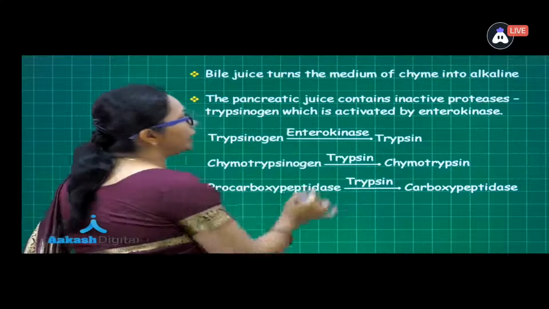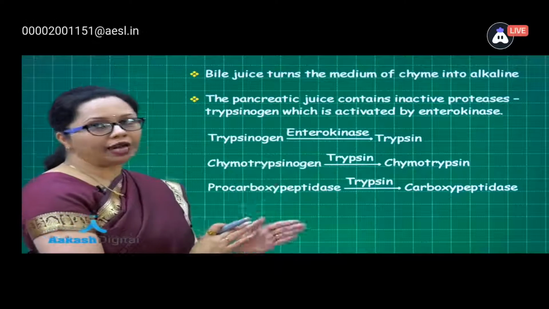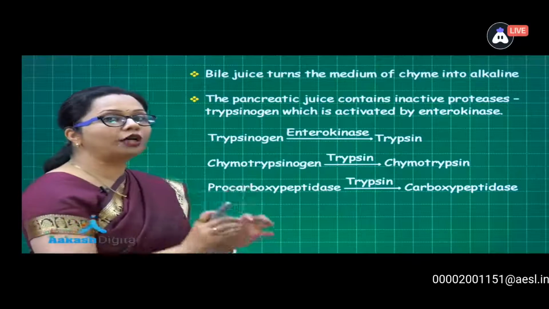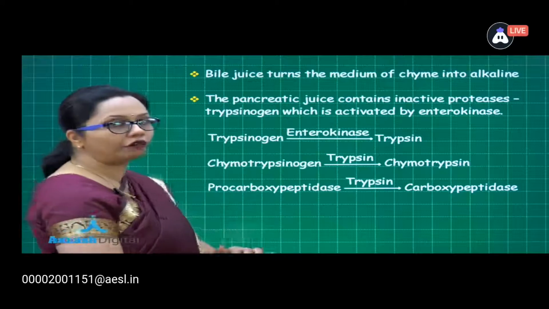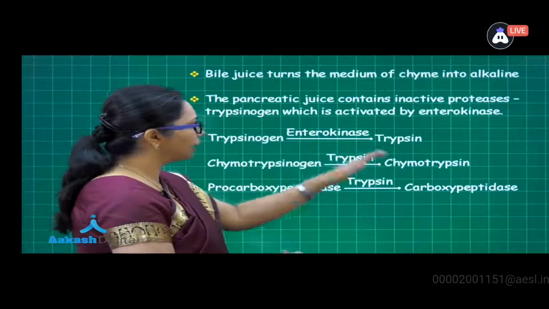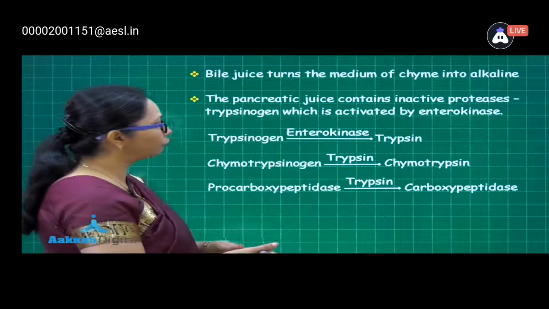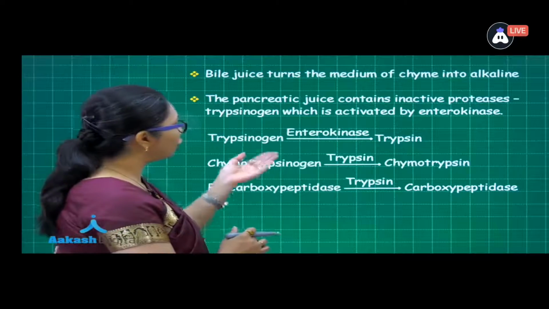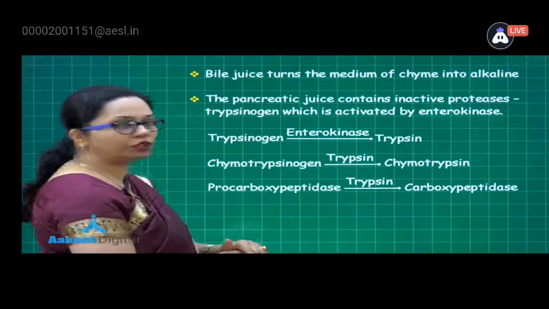Now this enterokinase is an enzyme secreted from the intestinal glands, that is, it is a component of succus entericus. But this is one enzyme which is not acting on any food, but rather it is utilized in the activation of a protease. So trypsinogen is converted into the active form, that is trypsin. And once trypsin is formed, it can self-catalyze the further activation of trypsinogen molecules, as well as it catalyzes the activation of other pancreatic enzymes, that is chymotrypsinogen and procarboxypeptidase.